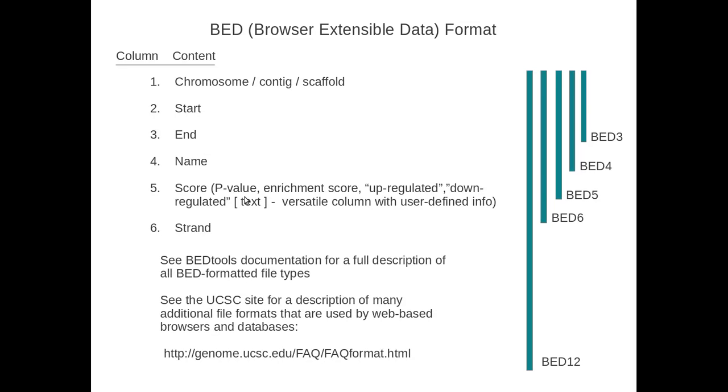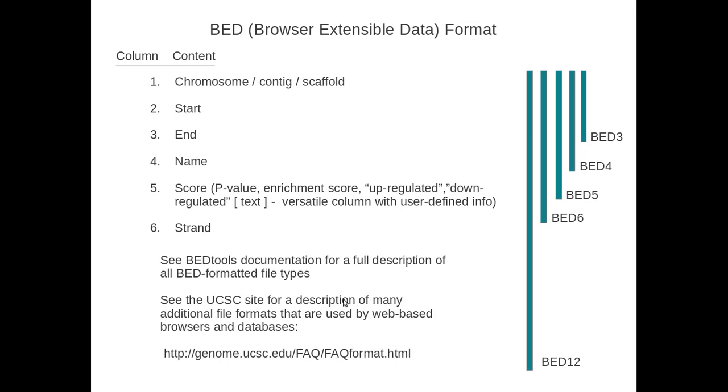frequently column 5 has some numeric value, though it's not restricted to a numeric value. It could be a p-value, an enrichment score, but it also could just be raw text. There's no constraint here, but we call this the score column. The strand, so keeping track of strand information, such as which strand a read mapped to, or which strand the sense strand of a gene is on, could also be recorded here.